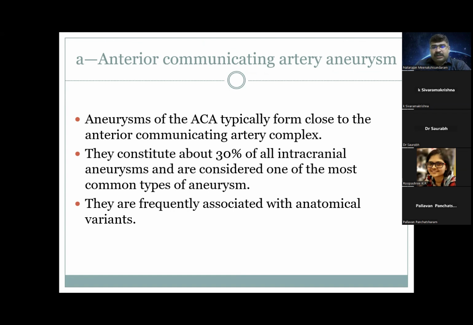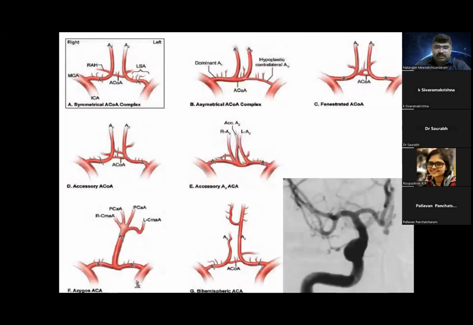They constitute about 30% of all intracranial aneurysms and are considered one of the most common types of aneurysms. They are frequently associated with anatomical variants. So these are the various variants which can be associated with the anterior communicating artery.